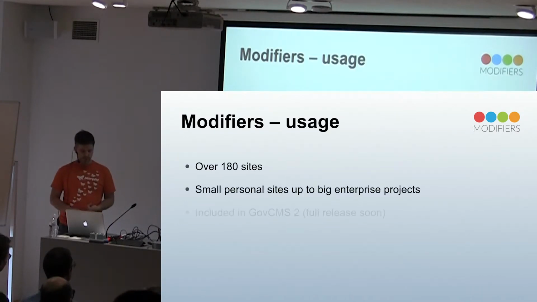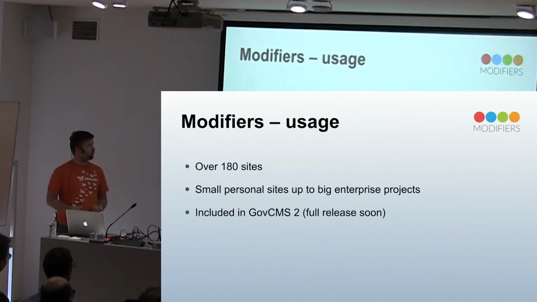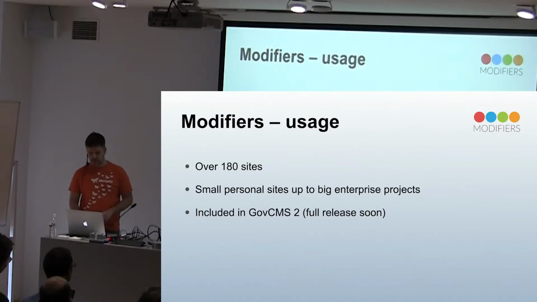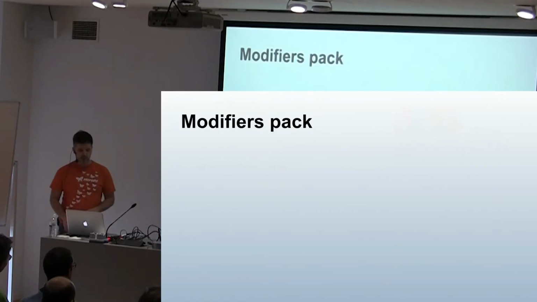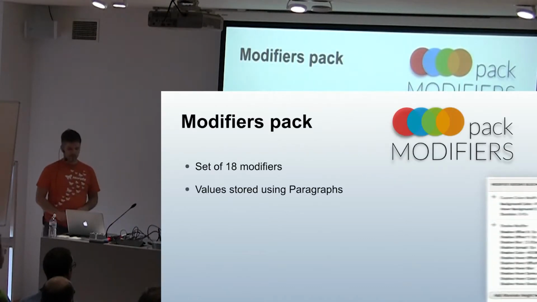So some data about the modifier usage. Currently it's over or at 200 sites. It's jumped a bit last week, and it's used on small personal sites up to big enterprise projects, and it's included in the Australian government distribution of CMS, which will be released in a few days now. So that's about it. The second module is a modifier spec.